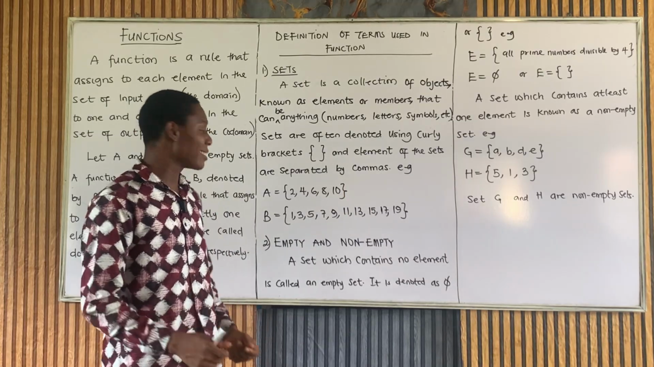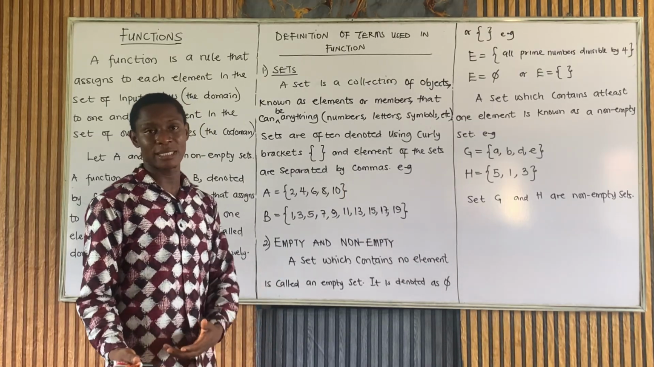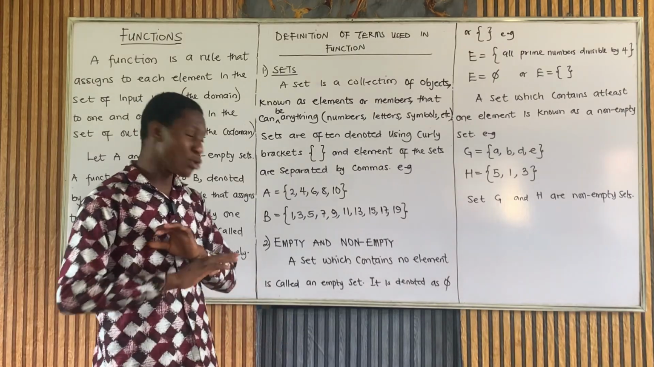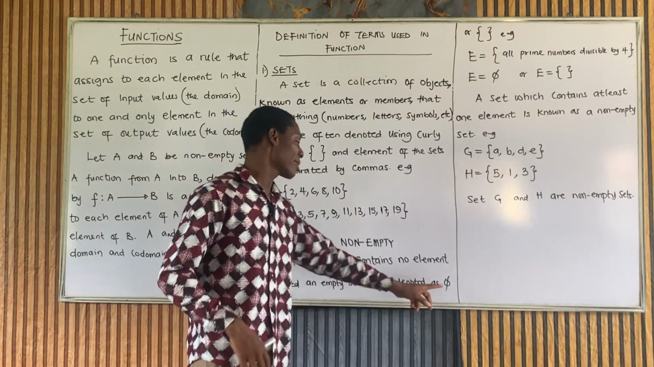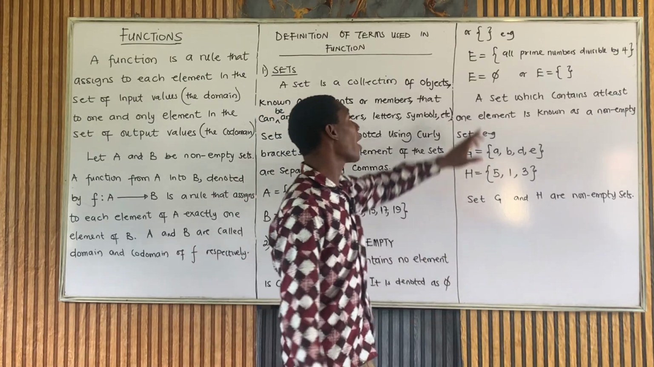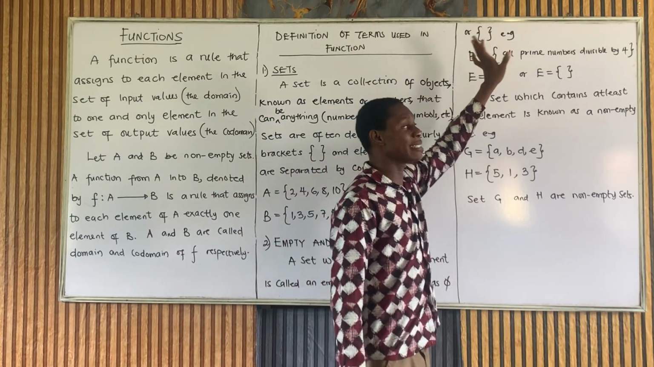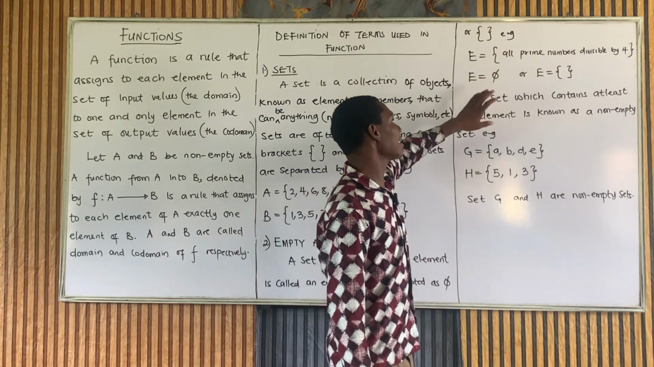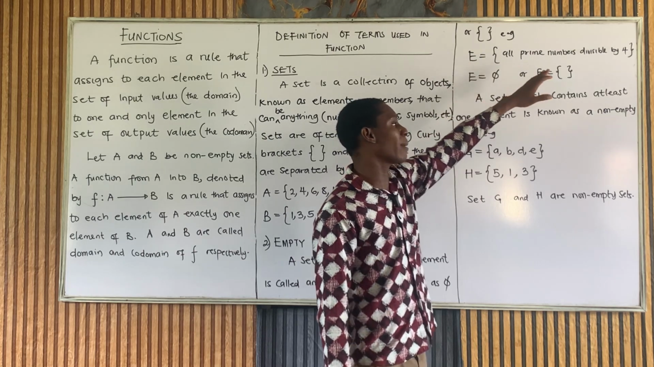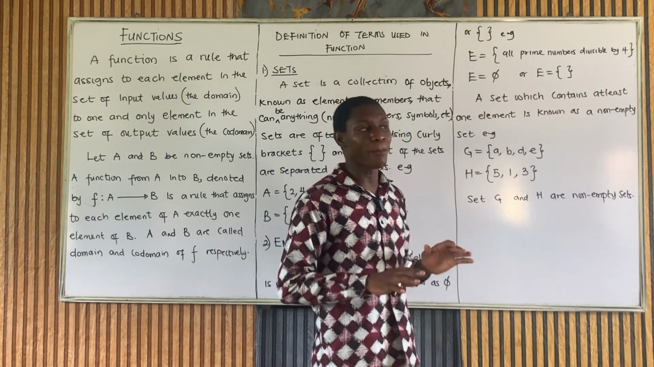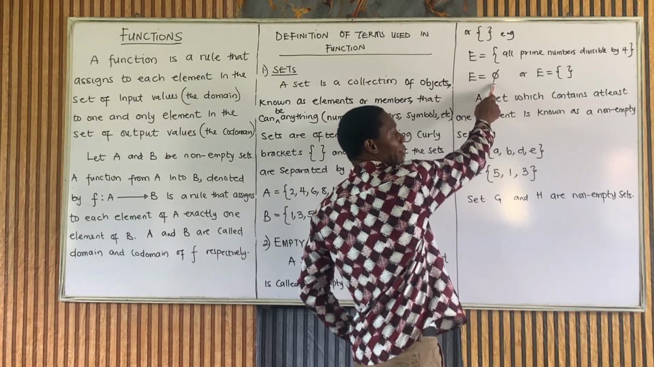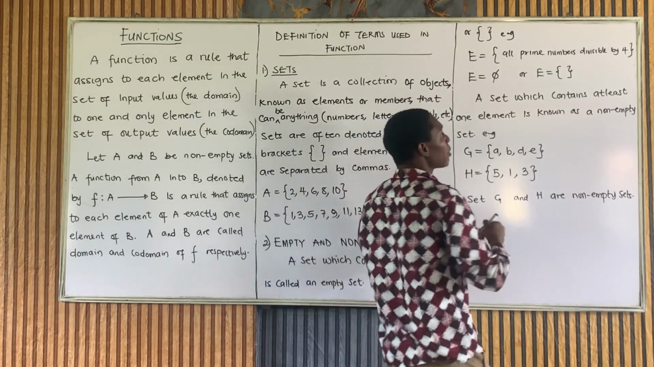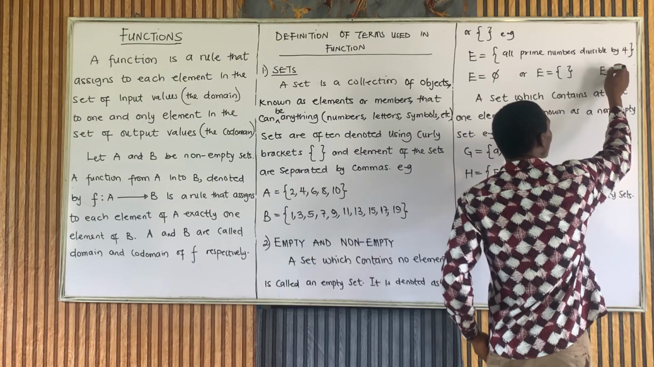The next thing I want to talk about is empty and non-empty sets. A set which contains no elements is called an empty set. Nothing is inside, and it is denoted by a curly bracket that has nothing inside of it. Look at this now: E is equal to all prime numbers divisible by 4. Since no prime number is divisible by 4, E is an empty set. You write it like this, or you write it like this.